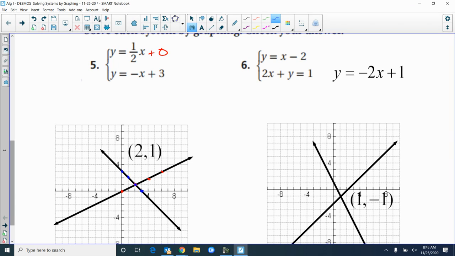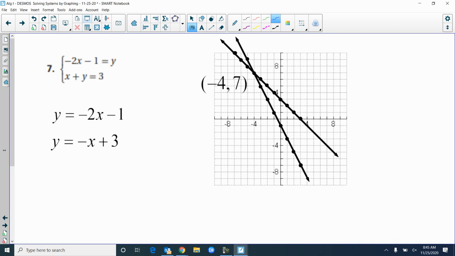All right, 7. Mandy, you got an answer for 7? -4, 7. She says -4, 7. Bingo. Good work. So make sure you convert this to y equals, well, it is y by itself, but I just flipped the order. -2x minus 1. So there's the -1. Go up 2 over 1, up 2 over 1, up 2 over 1. And then -x plus 3, that's a slope of -1. So you start at 3, up 1 over 1, up 1 over 1.